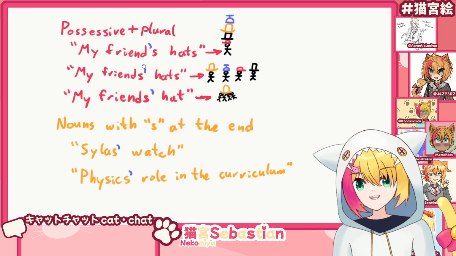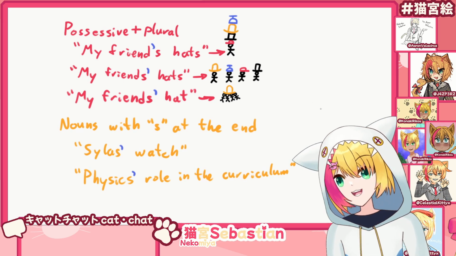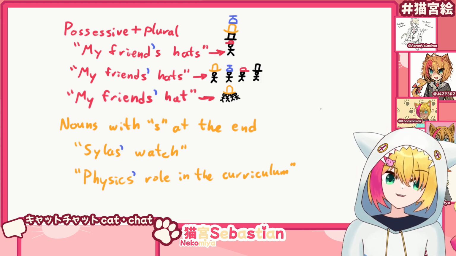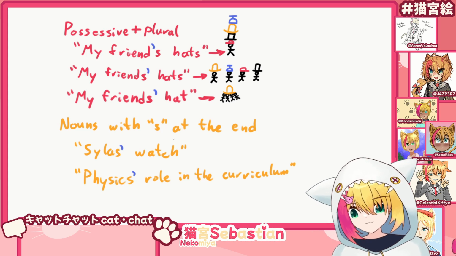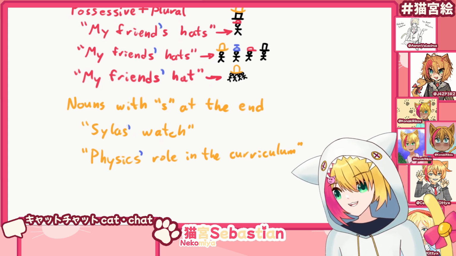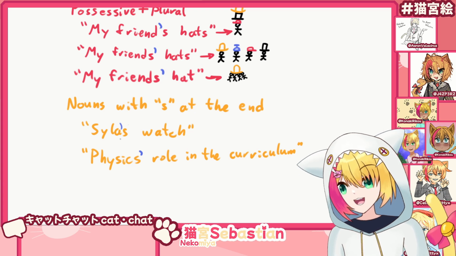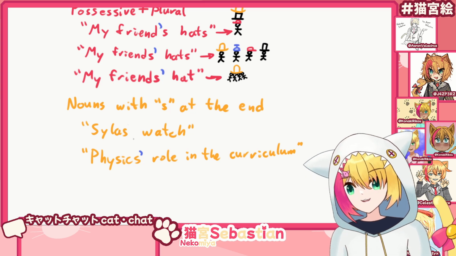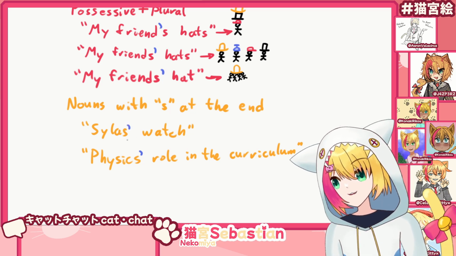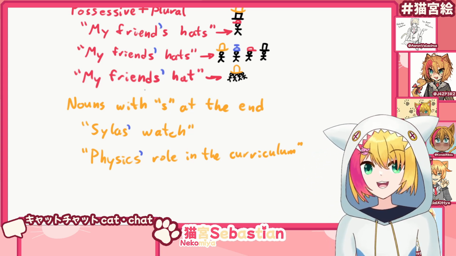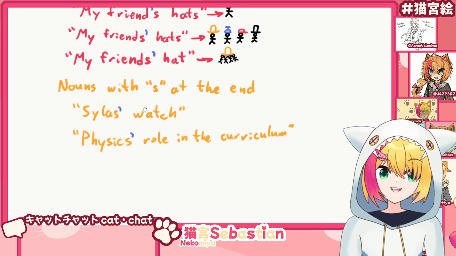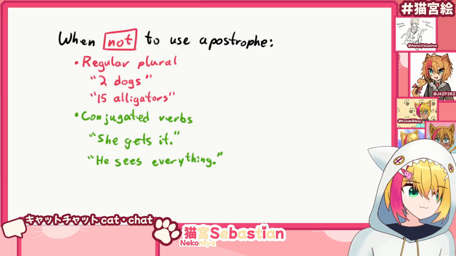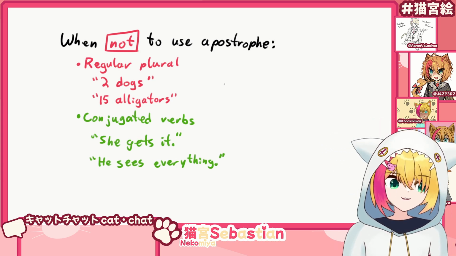And then another outlier situation, an exception maybe, a special situation you want to care for, is nouns that have an S at the end. So as you see here, Silas's watch. Normally, if the name is just Sila, we go here. But since Silas is a proper name, the full name ends in an S, you have to put it at the end. There's not multiple Silases, there's just one, and one watch. And then same thing, physics' role and curriculum, that's easy. Similar situation there.